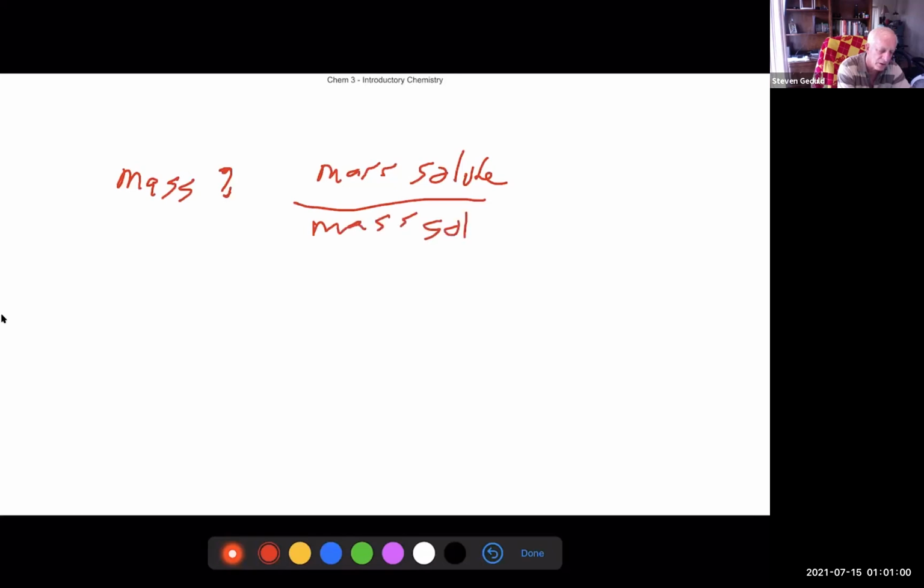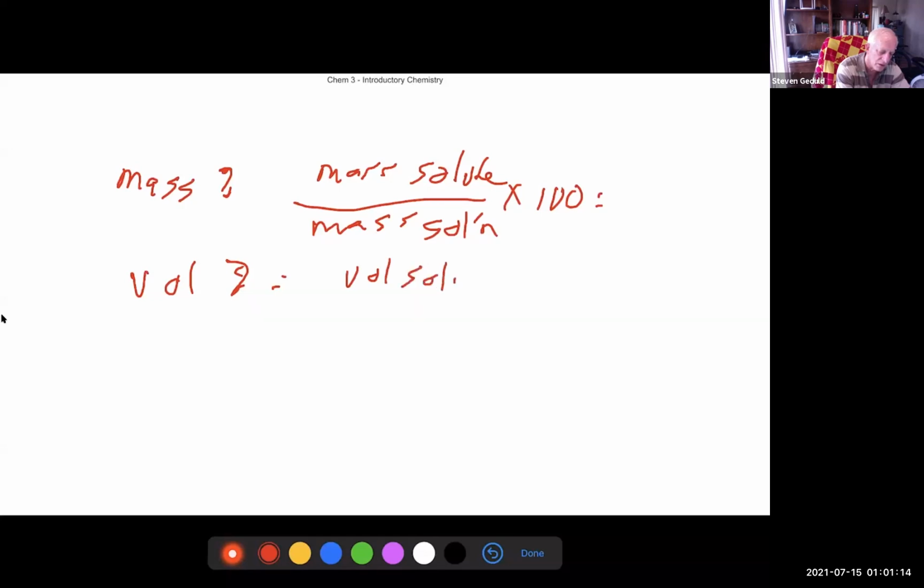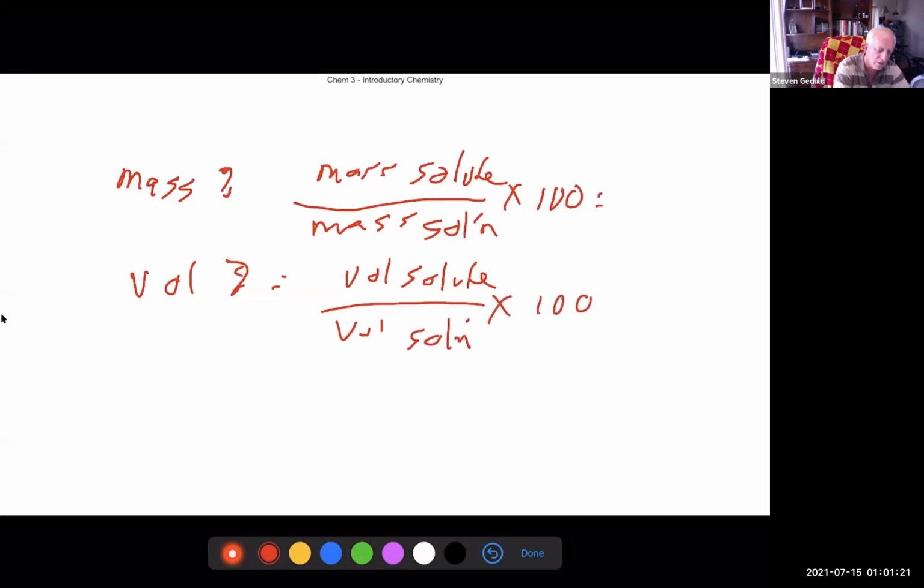There are different ways of looking at these concentrations. Let's follow the book. We can do a percent by mass or a percent by volume. The mass percent is the mass of your solute, how many grams you put in your solution, divided by the mass of your solution, times 100 to give you a percentage. The volume percentage is the volume of your solute divided by the volume of your solution times 100.